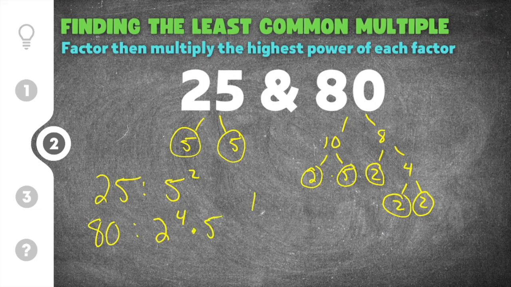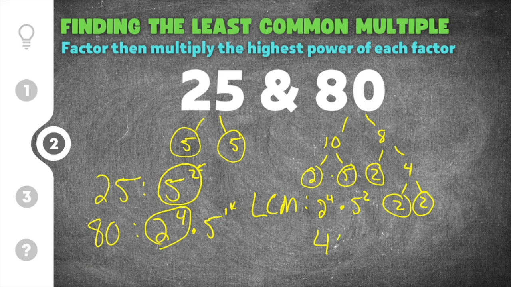So to find the least common multiple, I'm going to multiply each factor, but only the highest power of each factor. Now in this case, we only have factors of 2 and 5. We have to use the 2 that we have, which is 2 to the 4th, and that's going to be multiplied times 5, but we have to use 5 to the 2nd power because this power of 2 is greater than the power of 1 here, so we're going to use 5 to the 2nd power. And when I multiply those together, I will get 400 for the least common multiple between 25 and 80. And we got that by multiplying the highest power of each factor together.